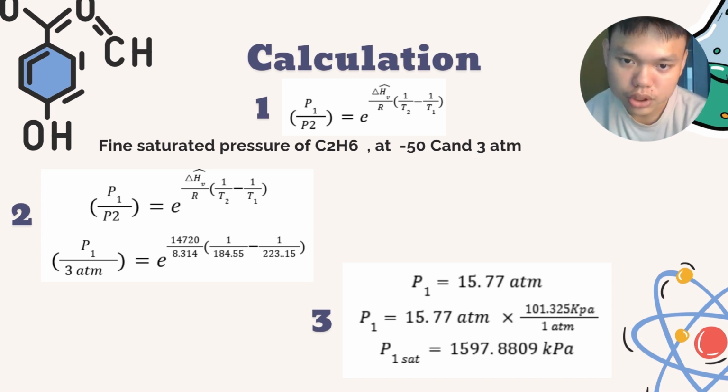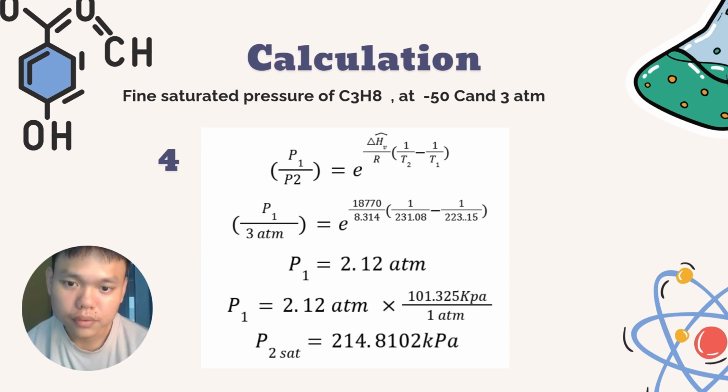So let's start with the calculation. We are using the Clausius-Clapeyron formula, which is P1 over P2 equals the exponential of delta H over R times the difference of the reciprocals of T2 and T1. Then we can get the saturation pressure of ethane at negative 50 degrees Celsius, which is 15.77 atm, and after we convert it to kPa, it is about 5 bar. And for propane, the saturation pressure is 214.8102 kPa.